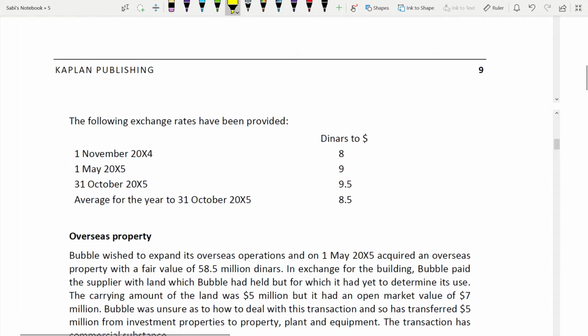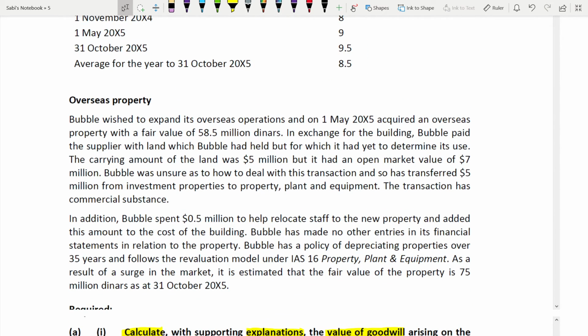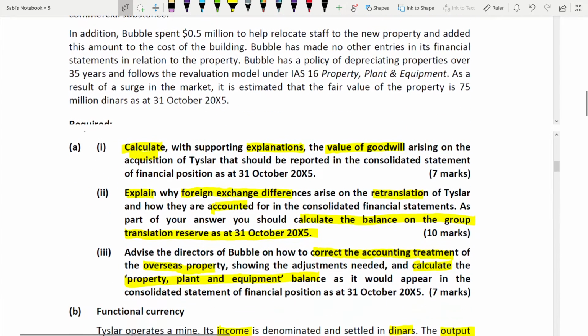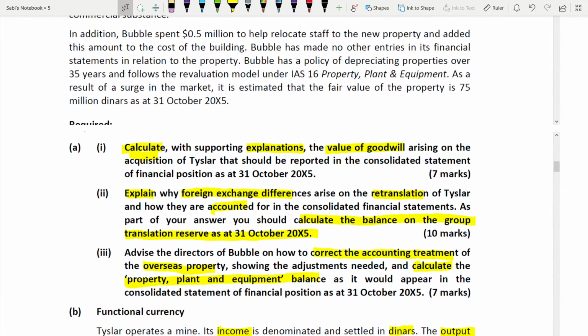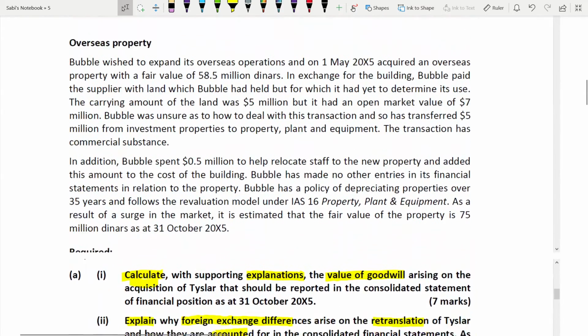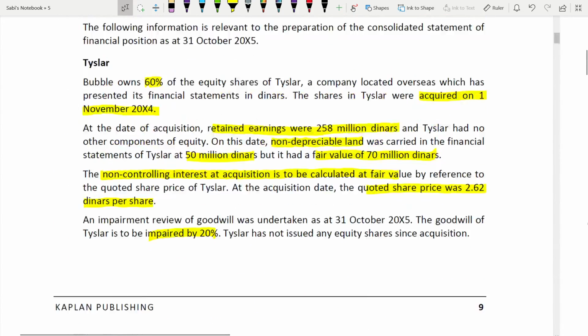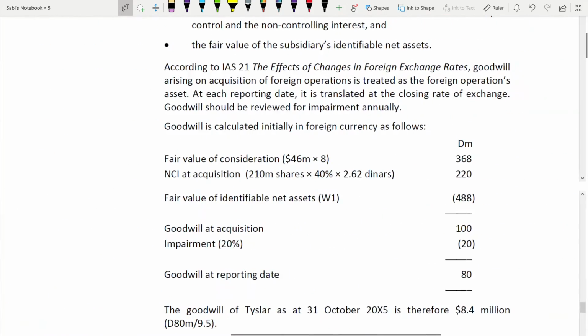Now coming to the overseas property, Bubble wishes to expand. Maybe we can read this later when we do the third part. So now we can calculate the goodwill and deal with the exchange differences, since we have read the case study. Now let us come to the answer.